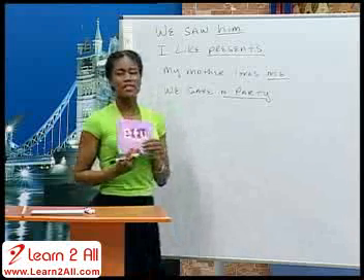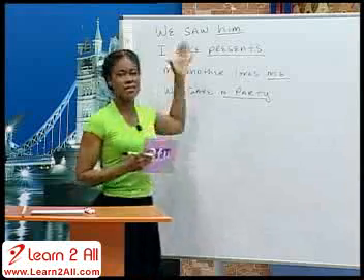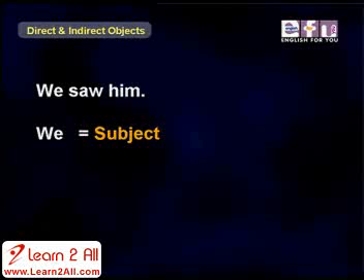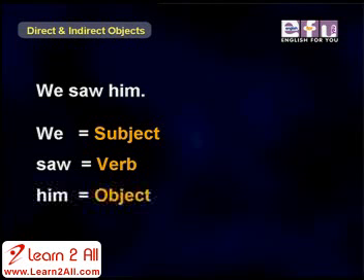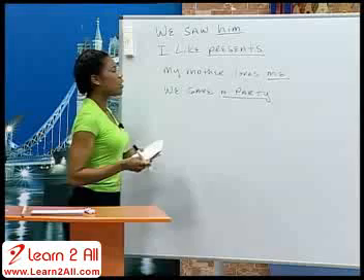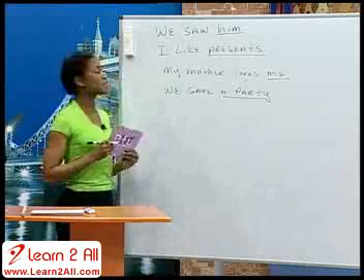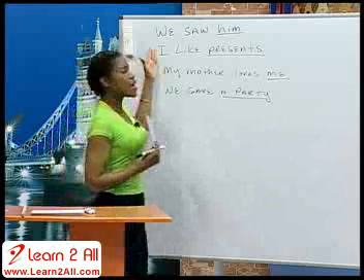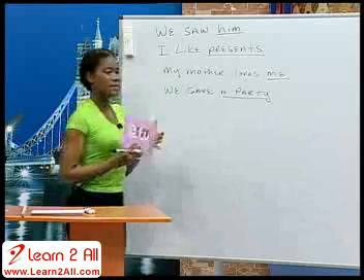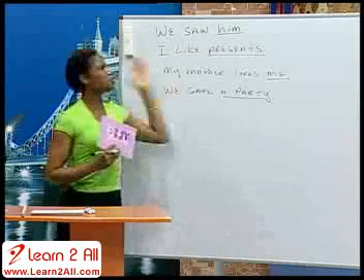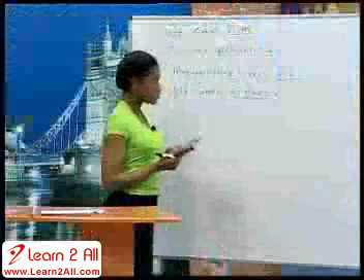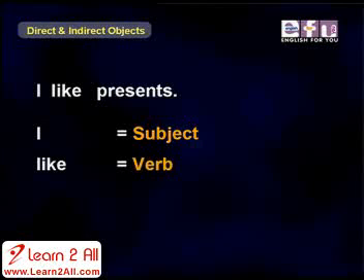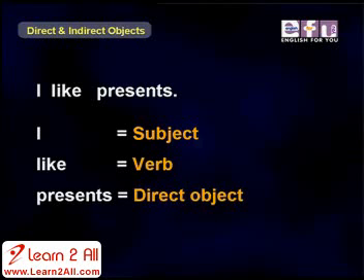Alright, so let's look at the different parts of speech in these sentences. Okay, we is the subject, saw is the verb, him is the direct object. And we can see the same pattern in these other sentences. For example, I like presents. Sylvia, can you tell us the parts of speech in I like presents? I is the subject, like is the verb, and presents is the direct object. Very good, Sylvia.